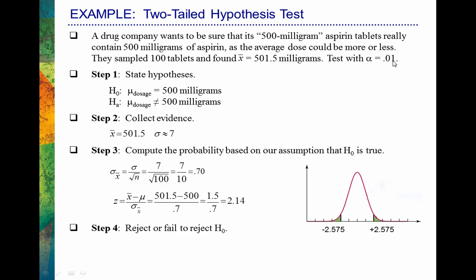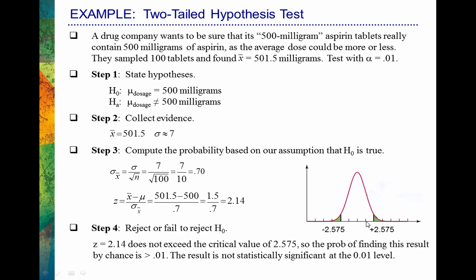So when we have this type of burden and we are required to show this much evidence, in this case, we can't do it. So we do not have enough evidence to reject the null hypothesis. We do not have enough evidence to say that we have statistically significant results. So what are we actually concluding? Well, let's walk through it. 2.14 does not exceed the critical value of 2.575, so the probability of finding this result by chance is greater than 1%. So using 0.01 as our criterion, we have not effectively ruled out chance. The result is not statistically significant at the 0.01 level.